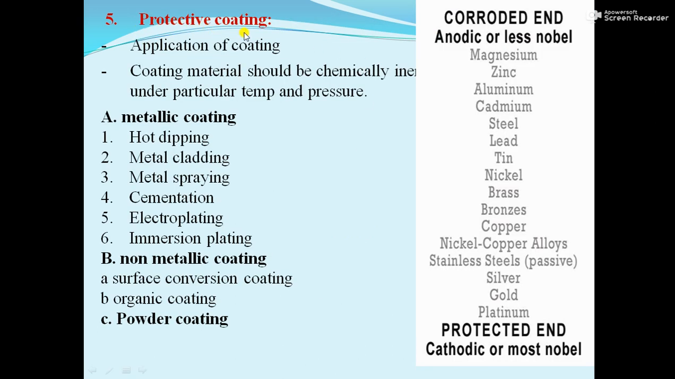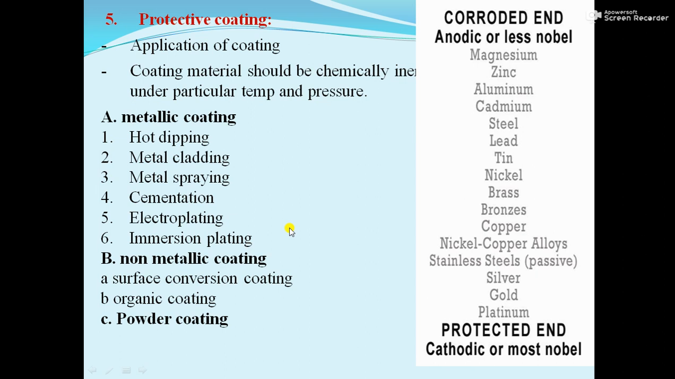So next is the protective coating. What type of coatings are applicable if we want to protect the metal from corrosion? The coating material should be chemically inert with the base metal. The metallic coating is applicable, non-metallic coating is applicable, and powder coating is applicable. And this is the galvanic series, which we have already discussed. On the basis of galvanic series, we can do the metallic coating. So in this unit, we are going to discuss the metallic coating.